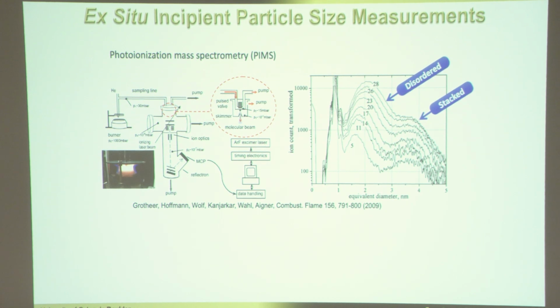Okay, so let's start with some of the techniques that we've already talked about, just how these measurements were made and how you might want to make them. Okay, so here's a sampling. We talked about this measurement, the photoionization mass spectrometry on the full particles that Grothier et al. did. And remember, this is the one with the two modes, and we're trying to figure out if those two modes were different in character or not.